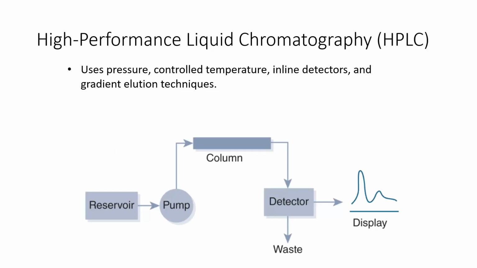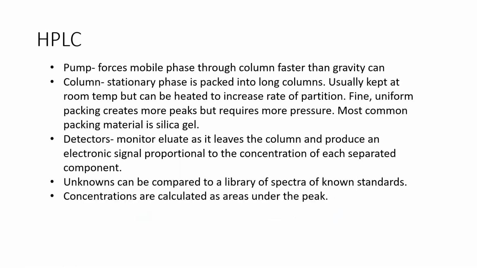High performance liquid chromatography, or HPLC, uses pressure, controlled temperature, inline detectors, and gradient elution techniques. So you have a pump which pumps through the column, and then there's a detector, waste is released, and then there's a display that happens on a computer. The pump forces the mobile phase through the column faster than what gravity can. A column is the stationary phase that's packed into long columns, usually kept at room temperature, but it can be heated to increase the rate of partition.